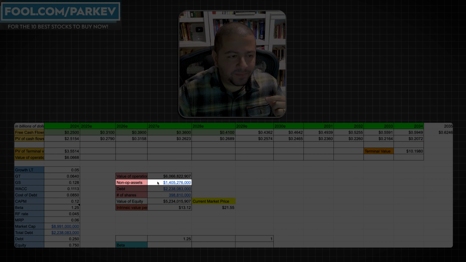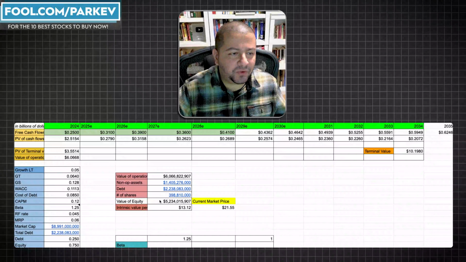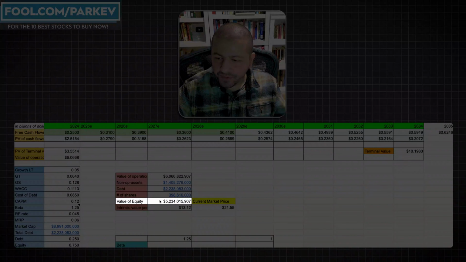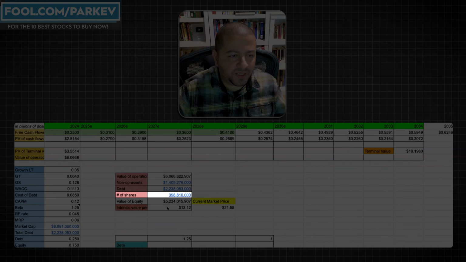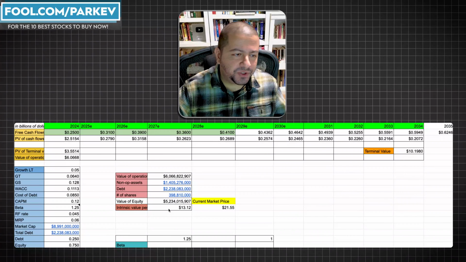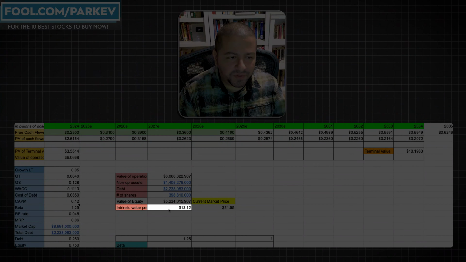of 1.4 billion and subtract the debt of 2.2 billion, and we arrive at a value of equity of 5.2 billion. But we want to know the price per share. So we want to divide the value of equity by the number of shares outstanding of 399 million. That brings us to an intrinsic value per share of $13.12.